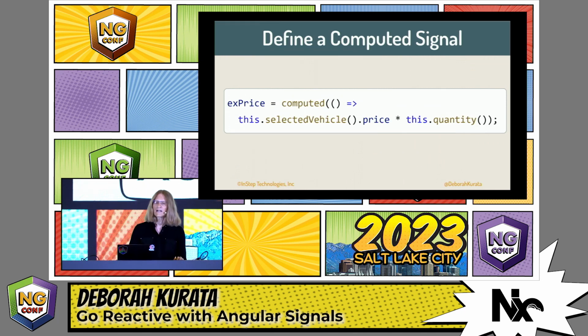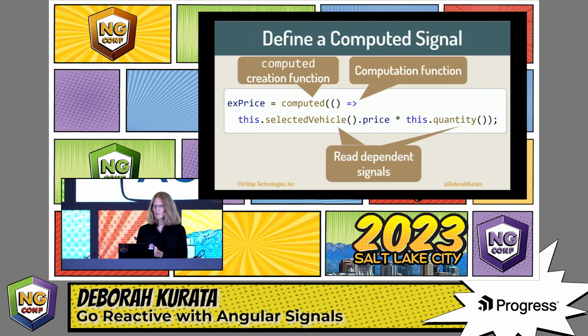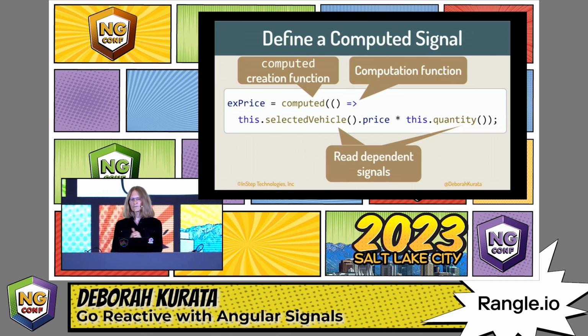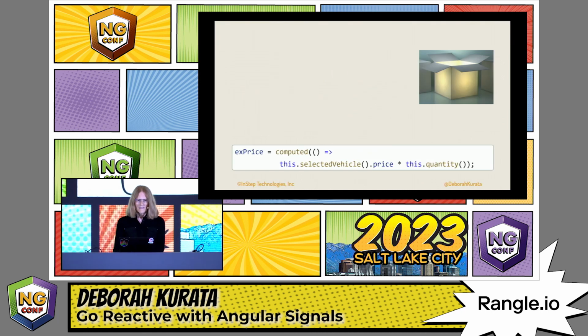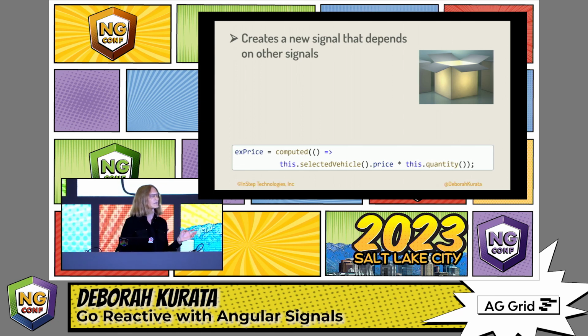You can also define a computed signal, and this is where the real power of reactivity is. Here I'm using the computed creation function, defining a computation function, and it will read dependent signals. So in this case, it's reading the vehicle out of the vehicle signal, getting its price, multiplying it times the quantity, the value that's in the quantity signal. Computed basically creates a new signal based on other signals. That's kind of what allows us to have some reactivity.